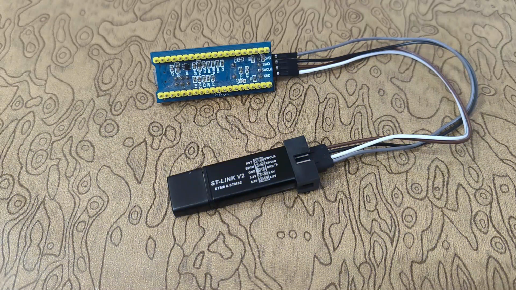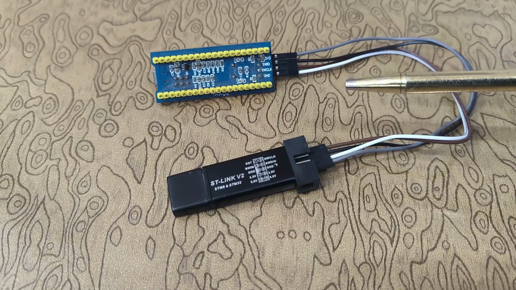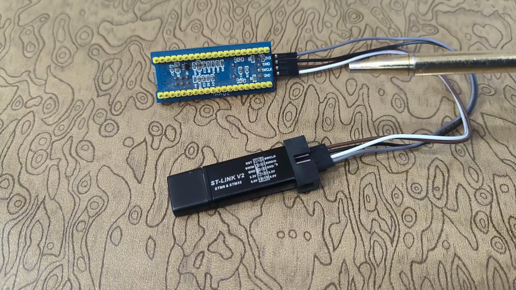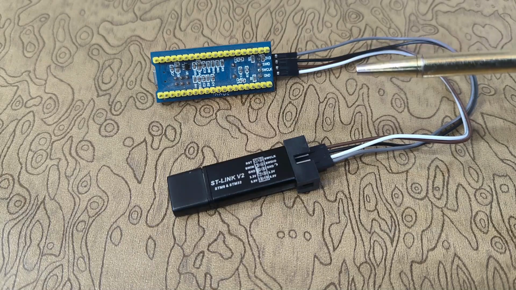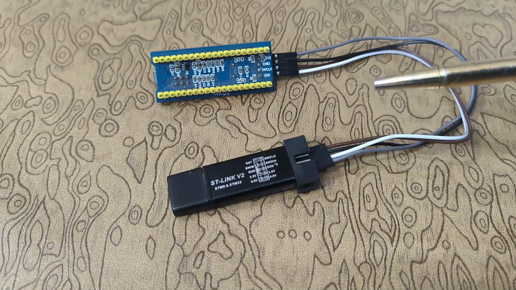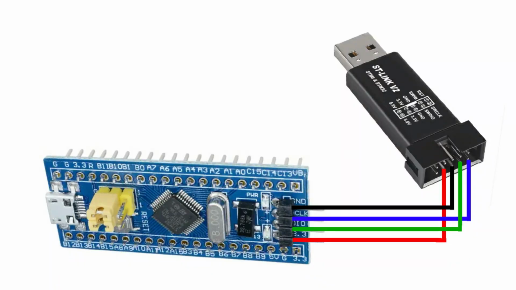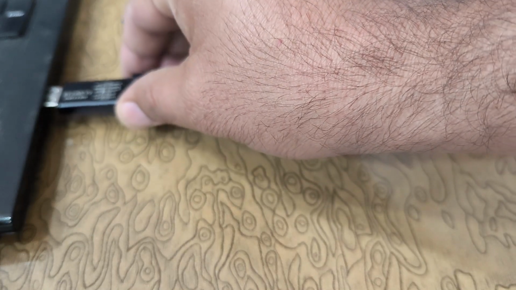Now it's time to connect the ST-Link with the STM32F103C8T6. Use the SWD connection by wiring 3.3 volt to 3.3 volt, ground to ground, SWCLK to CLK, and SWDIO to DIO. Make sure all connections are secure before plugging the ST-Link into your computer. Now plug the ST-Link into your laptop.